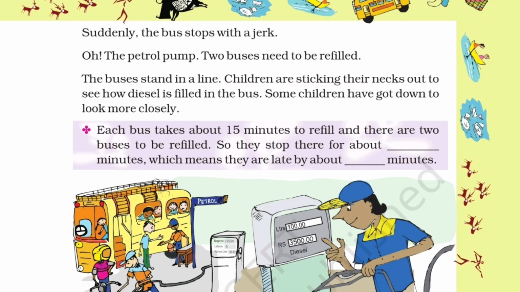Suddenly the bus stopped with a jerk. Oh, the petrol pump. 2 buses need to be refilled. So what happened? The bus has stopped suddenly because the fuel got over, so it should be refilled. So 2 buses need to be refilled with diesel. So the buses stand in a line. Children are sticking their necks out to see how diesel is filled in the bus.